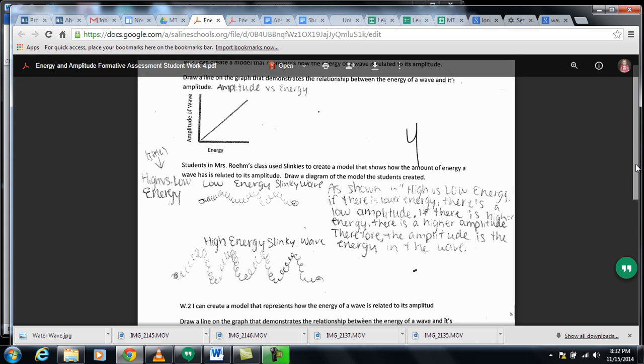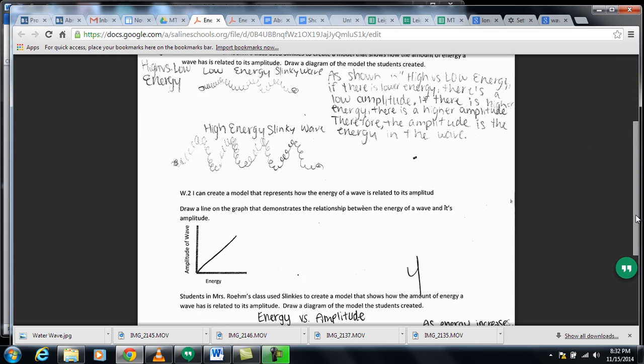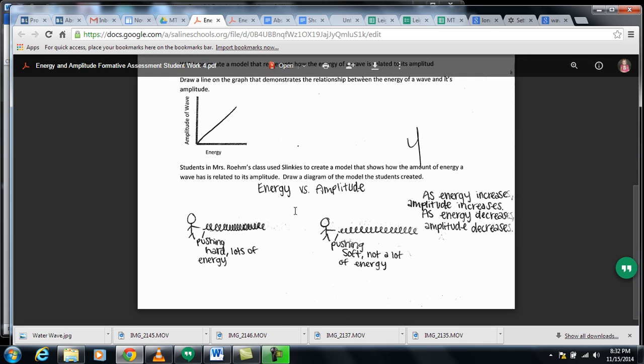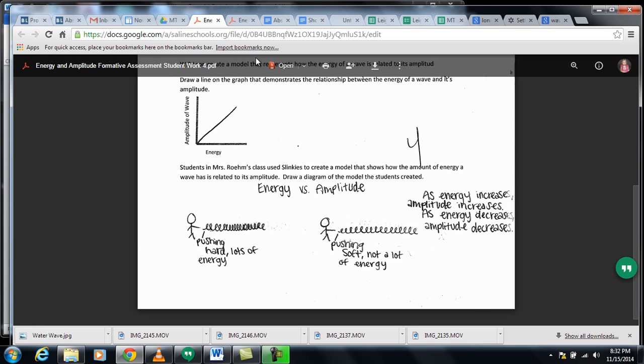One thing I love about these formative assessments and models is that students can demonstrate their understanding in many different ways. For example, here is another student that's demonstrating mastery. Instead of drawing a transverse wave, this student decided to show the relationship in a longitudinal wave, which is just really cool that students can show their understanding in multiple ways. She's indicated that pushing hard with lots of energy is going to cause a tighter compression in a longitudinal wave, which is different than a transverse wave.